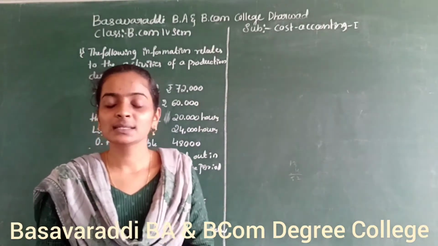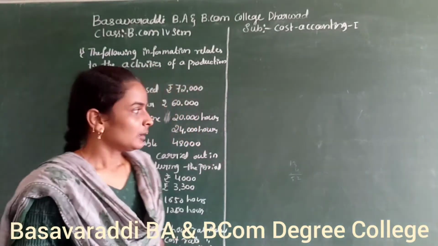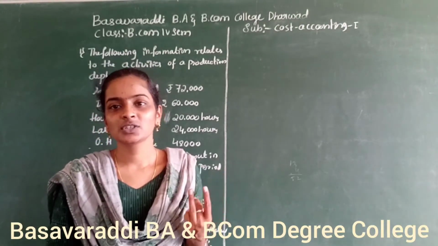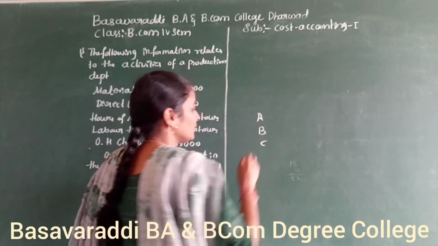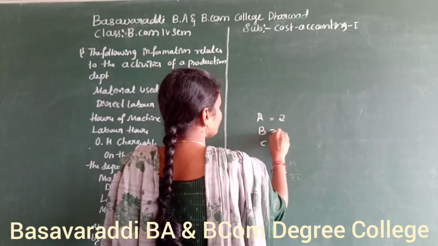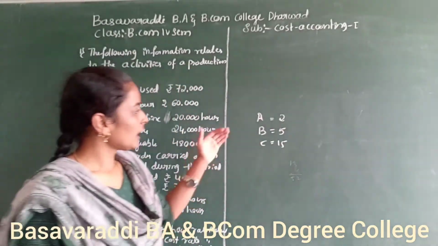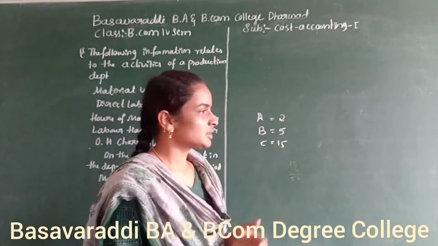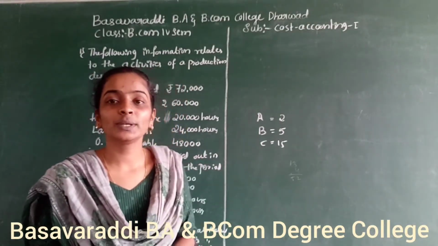In this class I am going to discuss with you all the question paper related problems. All of you know the question paper pattern. You have three sections: section A, section B and section C. Section A is for 2 marks, B for 5 marks, C for 15 marks. I hope you know the question paper pattern. In section C, we have to solve only 3 questions including the case study.